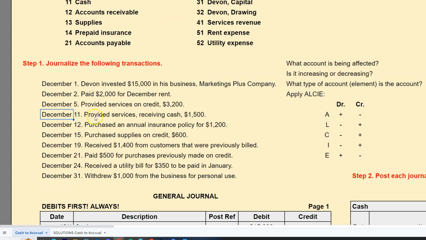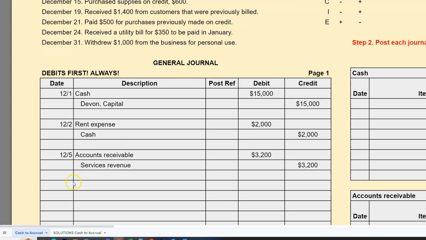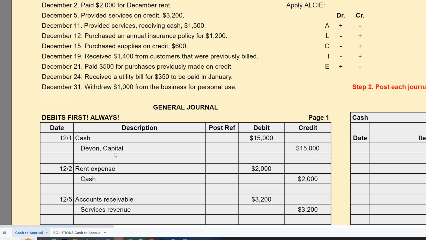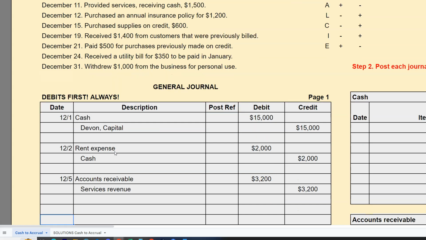All right. December 11th, very similar. Provided services. So let's actually practice that. We know what account is being affected. Revenue. So we know it's services revenue. Our revenue is going up. Services revenue is an income/revenue account, so we credit it to make it go up. So very similar to the last one we just did. So 12/11.